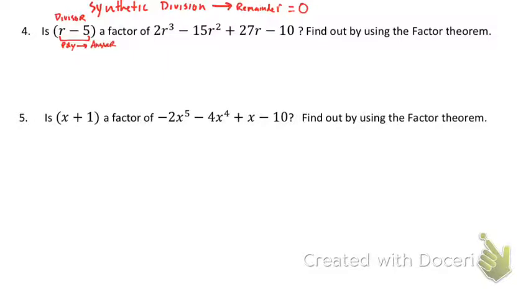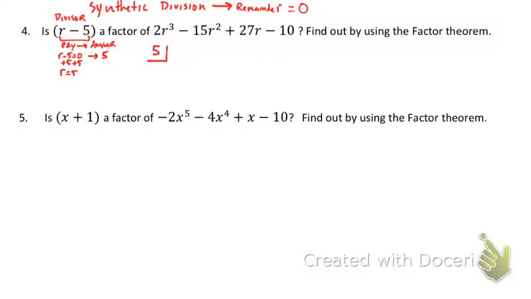So we're going to go r minus 5 equal to 0. Solve for r. So we're going to add 5 to both sides. r equal to 5. So my answer form is 5. Okay? So let's do synthetic division. Here's my divisor in answer form.